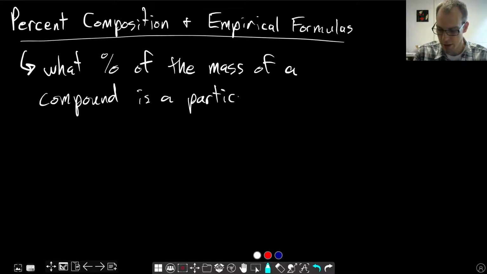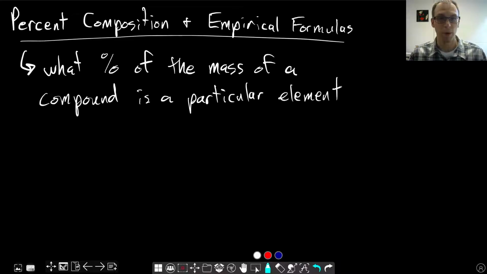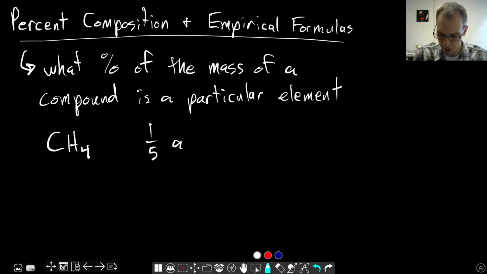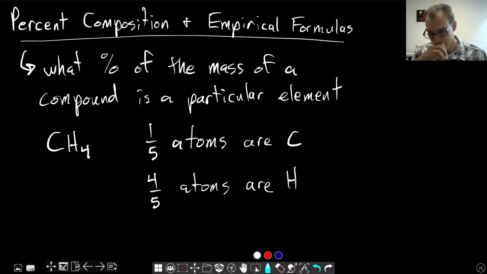And so this is us looking at, we can go from the chemical formula we have and we can figure out how many atoms. That's pretty straightforward. How many atoms belong to each element. For example, if we're looking at this molecule methane, CH4, we know that 1/5 of the atoms are carbon and 4/5 of the atoms are hydrogen. And so that's pretty straightforward directly from the chemical formula.